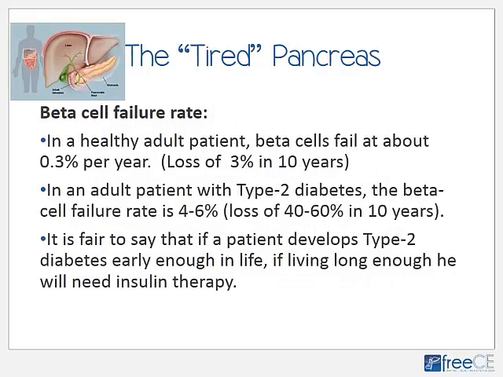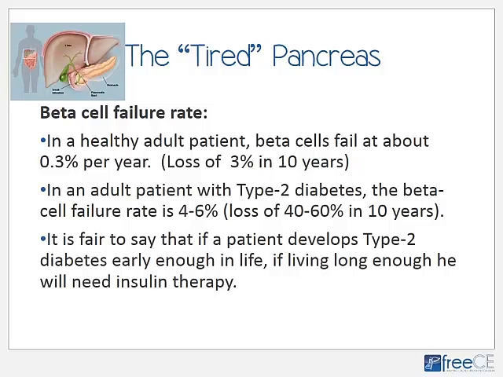I tell my patients their pancreas just becomes tired. In a healthy adult patient like myself, hopefully non-diabetic, beta cells are going to fail at about 0.3% per year. And so you can tell your patients they're going to expect to lose about 3% of their beta cell function over a 10-year period. In an adult patient with type 2 diabetes, the beta cell failure rate is about 4 to 6%. So uncontrolled, they're going to lose 40 to 60% of their insulin-producing capabilities in 10 years.